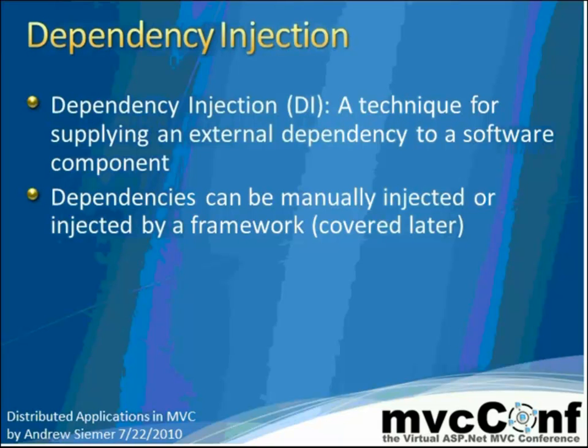constructor injection, which allows the user of our class to pass in any of the dependencies that the class needs to operate. Dependency injection, I'll read the definition, is a technique for supplying an external dependency to a software component. Dependencies can be manually injected or injected by a framework. This particular iteration, we're going to show manual injection.